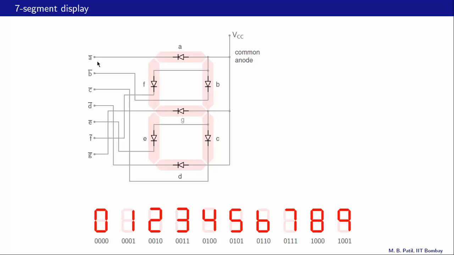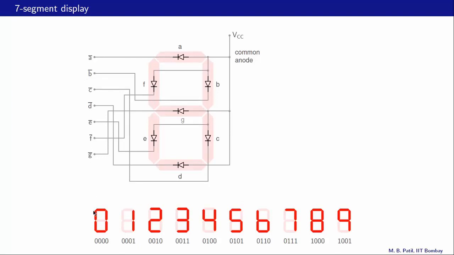Suppose this voltage is high, or VCC, what would happen? The voltage across this diode would then be 0, because this end is high and this end is also high, and therefore this LED would not light up, would not emit light. If this end is low, that is active, then this LED would conduct and then the segment would light up. So that is why these pins are active low.